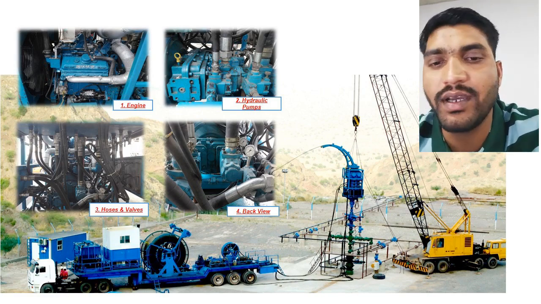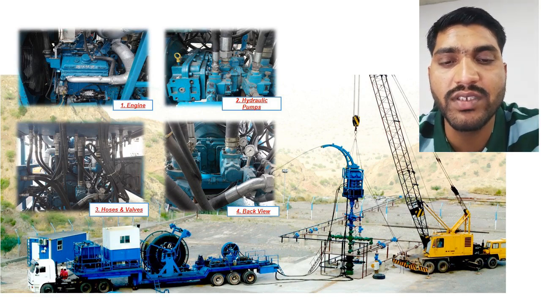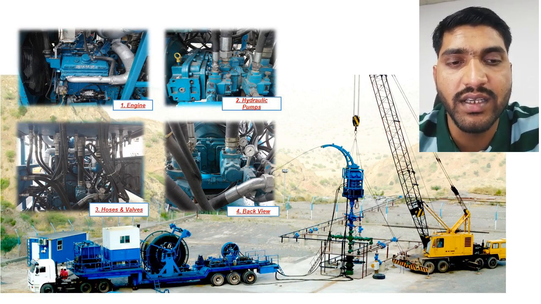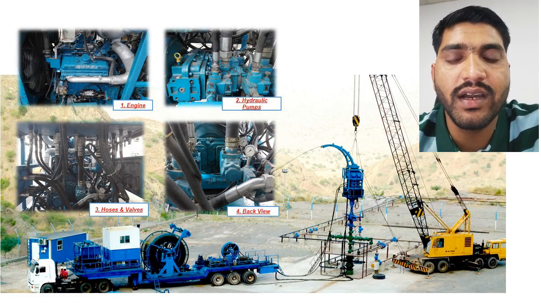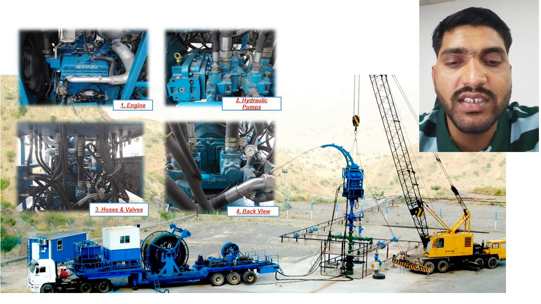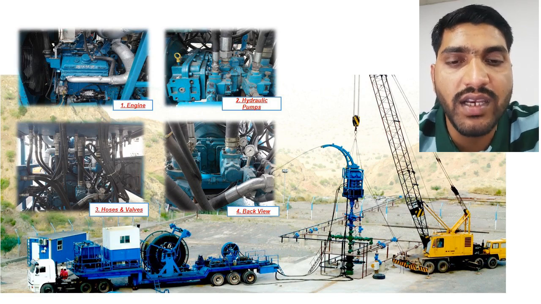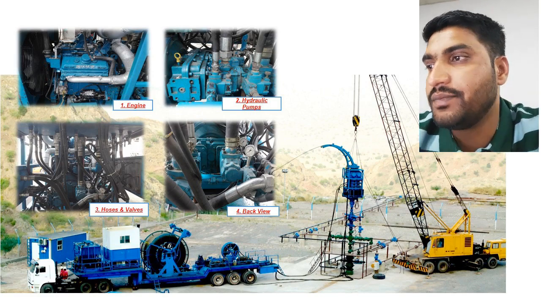In this coiled tubing system, the power is produced by the diesel engine. Then this power is transmitted from the engine to the ultimate components, that is, to operate the BOP, the coiled tubing reel, and the coiled tubing injector head. This power is transmitted to these components with the help of a system called the hydraulic system, which is composed of hydraulic pumps, hydraulic hoses, strainers, relief valves, etc.